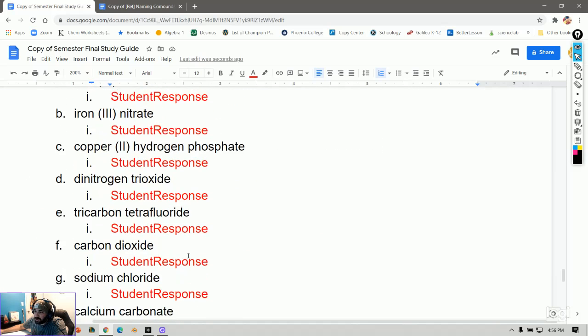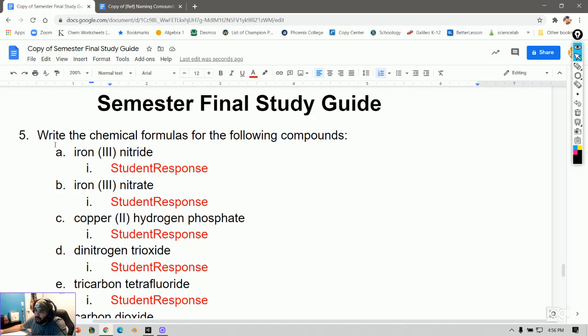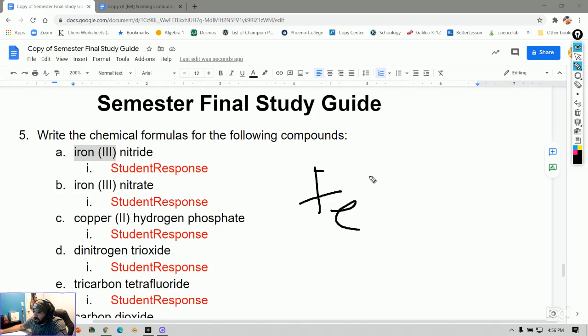Okay, now I'm on the last one. I know this video is 25 minutes long so far, so let's try and get through it really quick. So write the chemical formulas of the following compounds. Iron 3 nitride. Well, this is cool because the Roman numeral tells me the charge of the iron. I don't even need to look for that. I know it's Fe with a positive 3 charge. My F looks terrible though, but you know, that's an F.